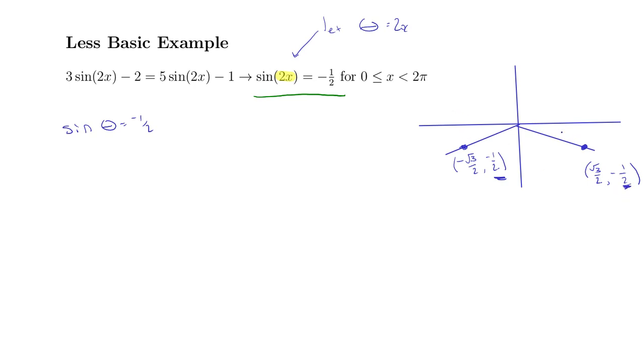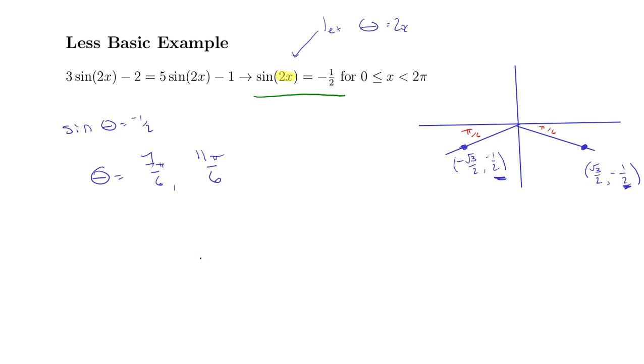So we can try and figure out what these angles are. The reference angle is the same in both of these. It's π/6. So this is π/6 less than 2π, and this is π/6 more than π. So our angles for theta are going to be 7π/6 and 11π/6. I'm just subtracting π/6 or adding π/6 to either π or 2π.